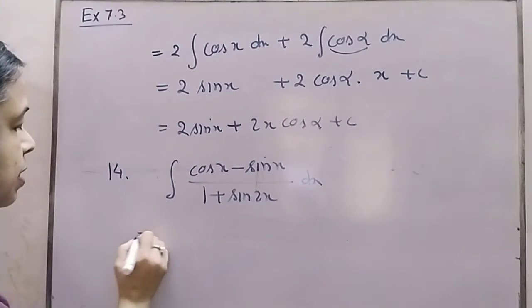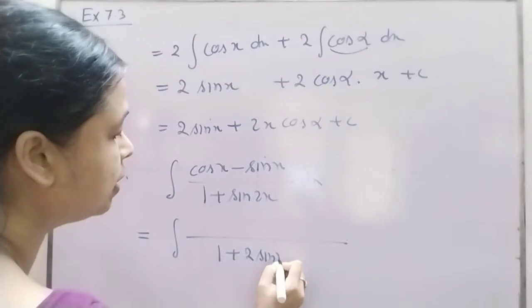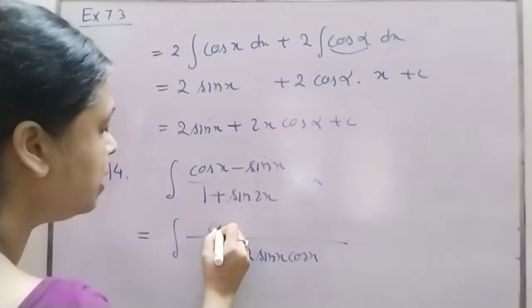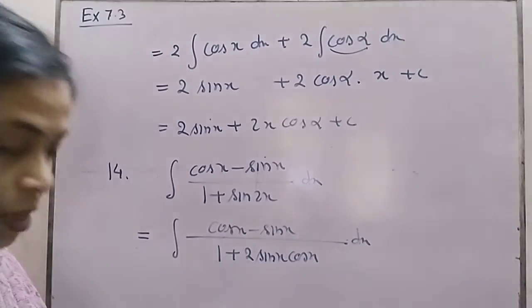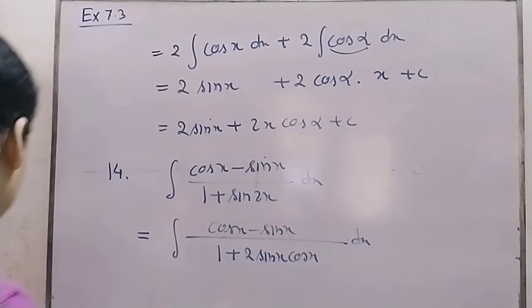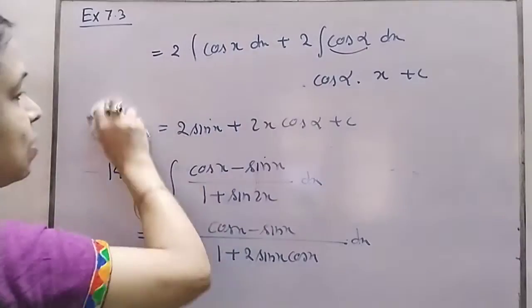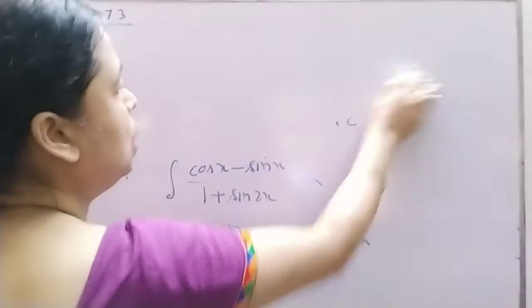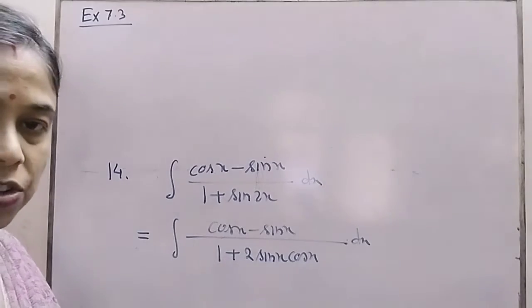So I just break up sin 2x as 2 sin x cos x. This is cos x minus sin x. No need to do any calculation here. Now you see we have 1. In the place of 1, I can write down sin square x plus cos square x, so that I can convert the denominator as a square of some function.